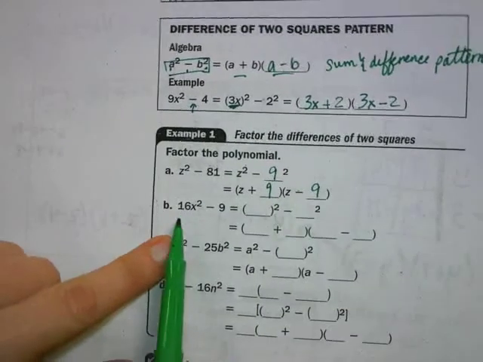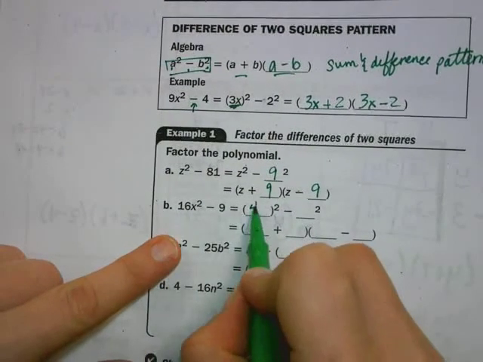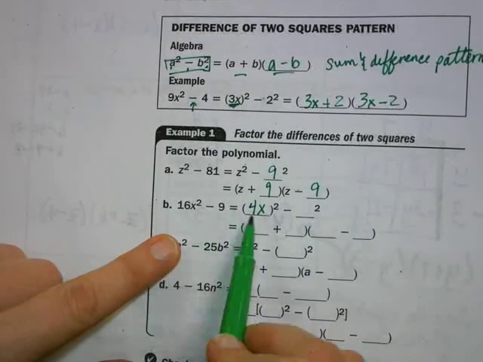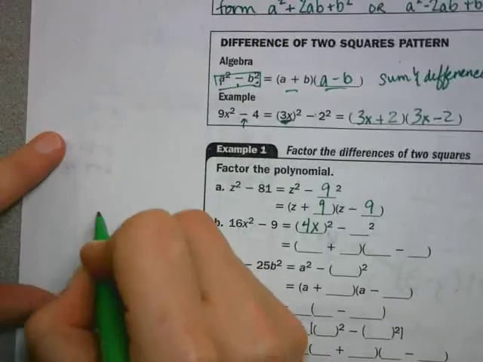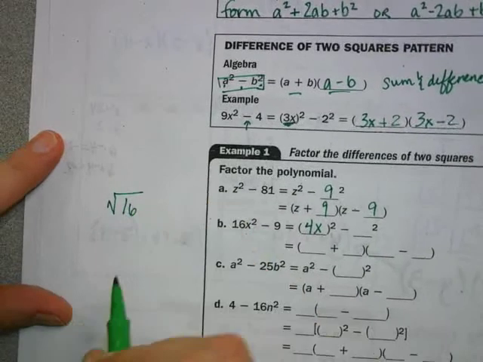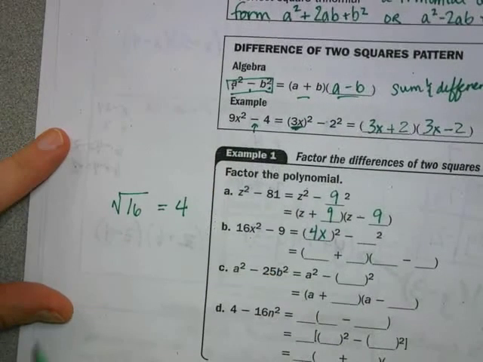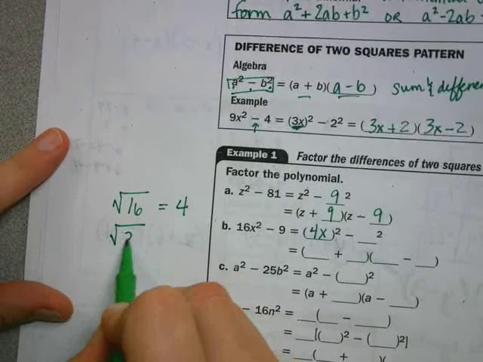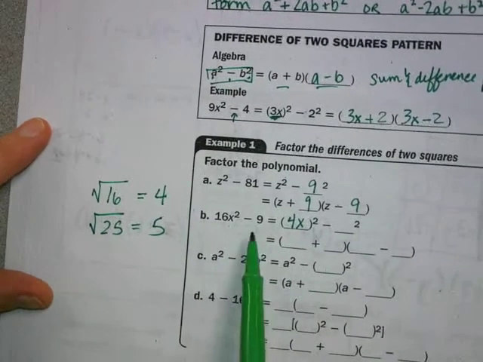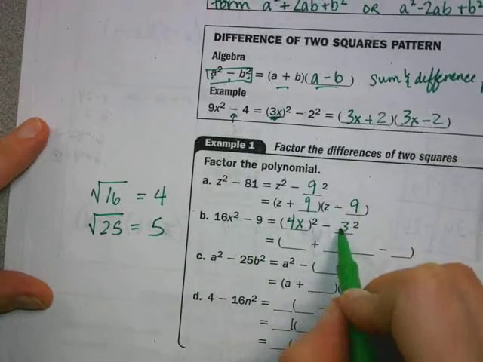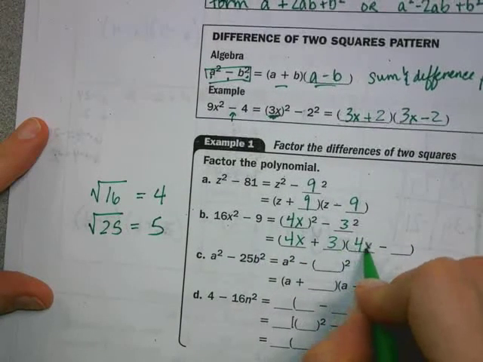All right, next one. What times itself is 16x squared? 4x times 4x. So the square root of 16 is 4. The square root of x squared is x. So just a reminder about square roots. This is the square root. What times itself is that number? Okay, so if I said what's the square root of 25, what times itself is that number? What times itself is 9? 3. So I have 4x plus 3, 4x minus 3.